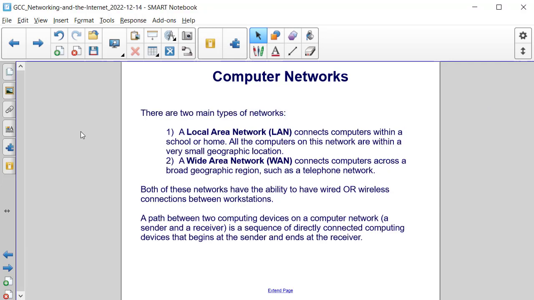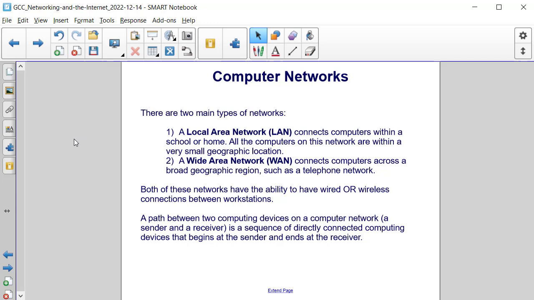There are two main types of networks. The first one is a local area network, abbreviated LAN, and the second is a wide area network, abbreviated WAN. A local area network connects computers within a school or a home. All the computers on this network are within a very small geographic location. You could think of it as having wireless internet within a home or having multiple devices connected to the same network through Ethernet cables. We'll talk more about this as we continue in this presentation.